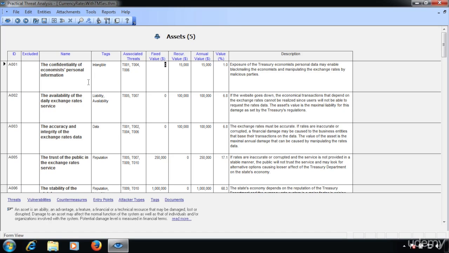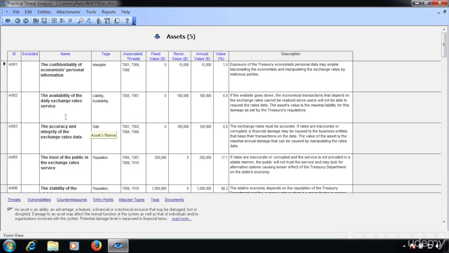It's the confidentiality of personal information. So it really doesn't have a specific value. In case this asset has been compromised, the cost is going to be very high. Now, recurrence value is 15,000, and the annual value is also 15,000.